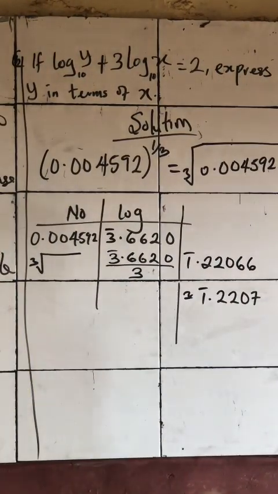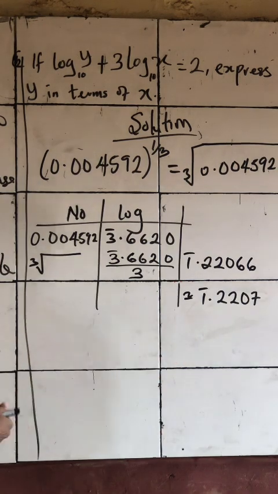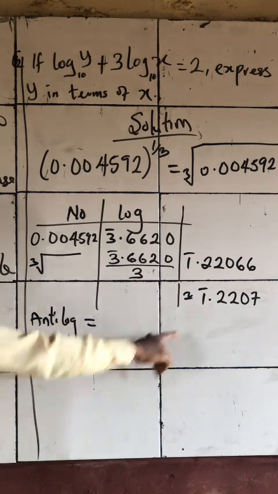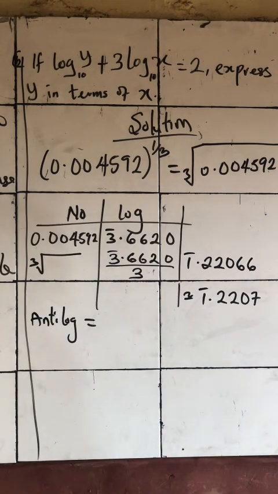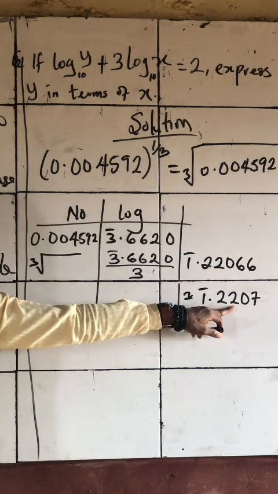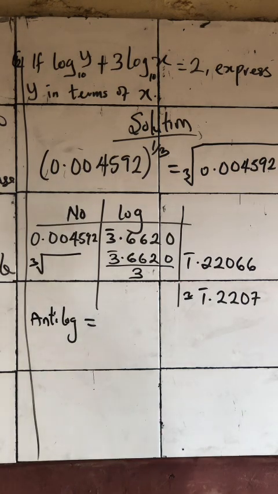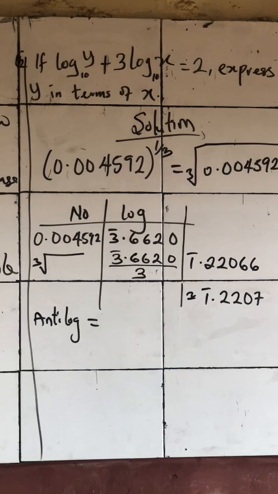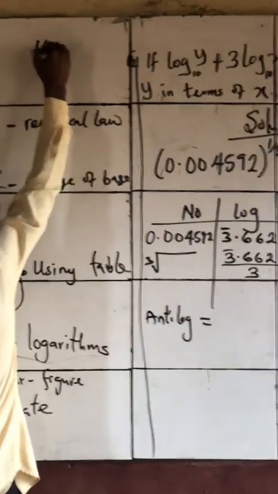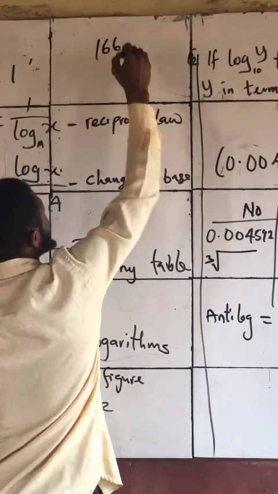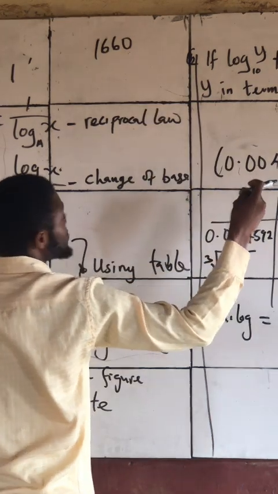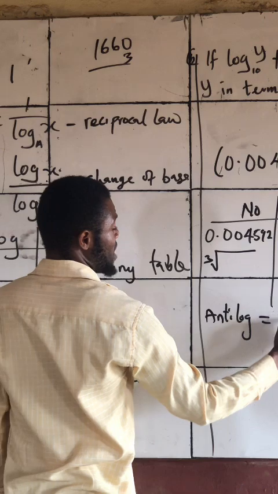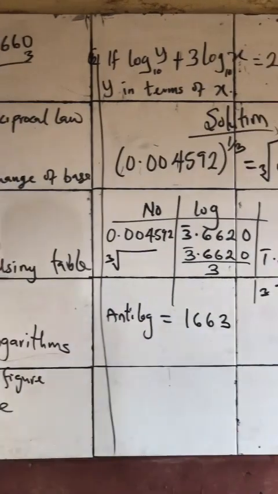So we are going to look for the antilog. The antilog of, we go to antilog 22 under 0, difference 7. What do you have? 22 under 0, difference 7. That is 166 what? 0. Difference 7 will give us what? 3. That is 3. That is 1663.